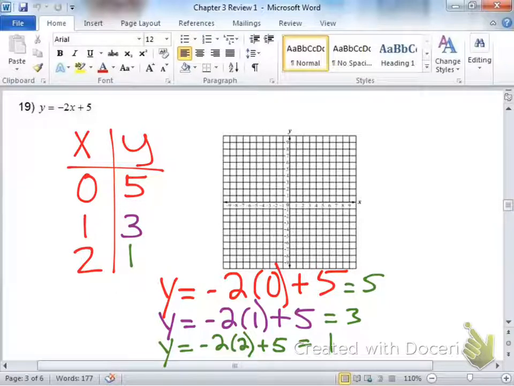So 0, 5, left and right 0 up to the 5, put a point. Right 1 up 3, put a point. Right 2 up 1, and you put a point. Connect it. Arrows on the ends. We're good to go.